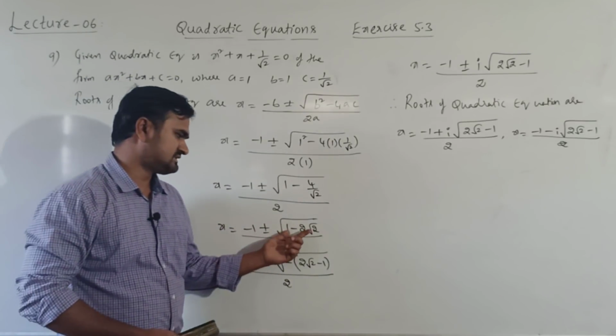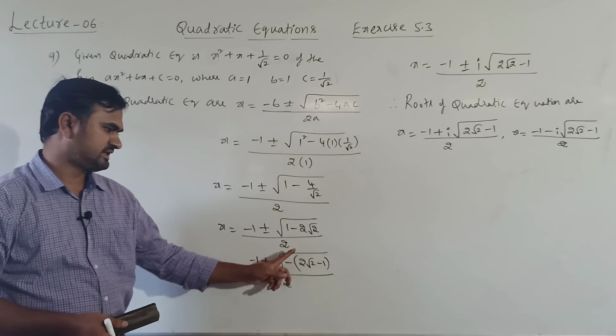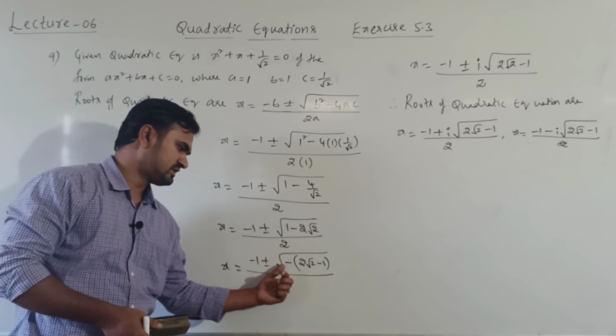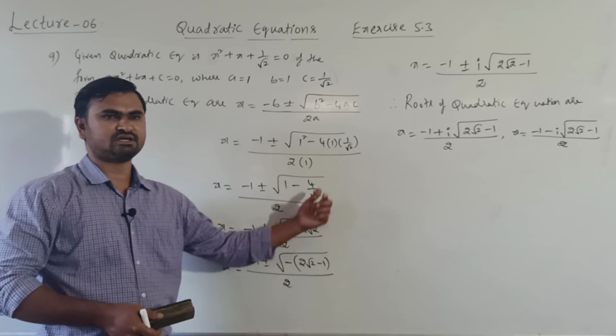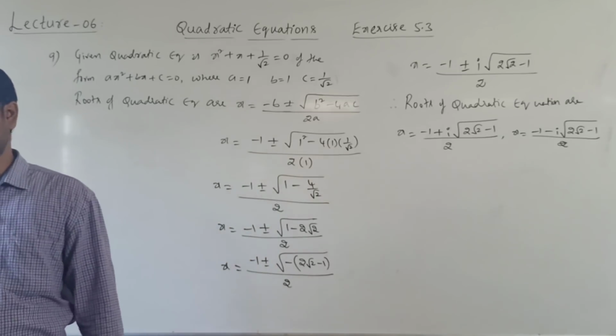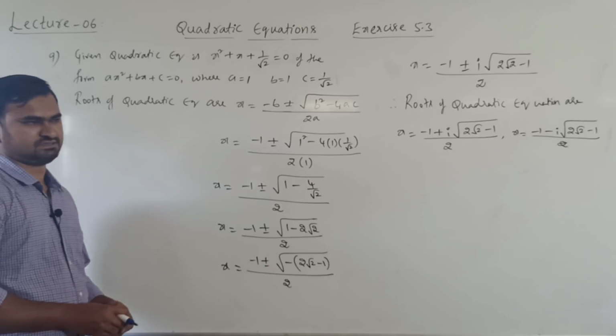Understanding? So this value is negative. 1 minus 2 root 2 is negative. So that's why I took minus common. Then 2 root 2 minus 1 is positive. So the square root of minus of a positive value is i root of that positive value. Understand? Right. So similarly you can solve the remaining questions.